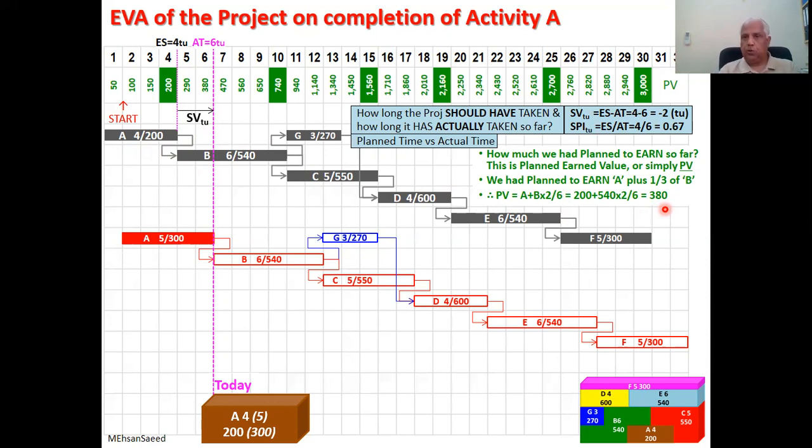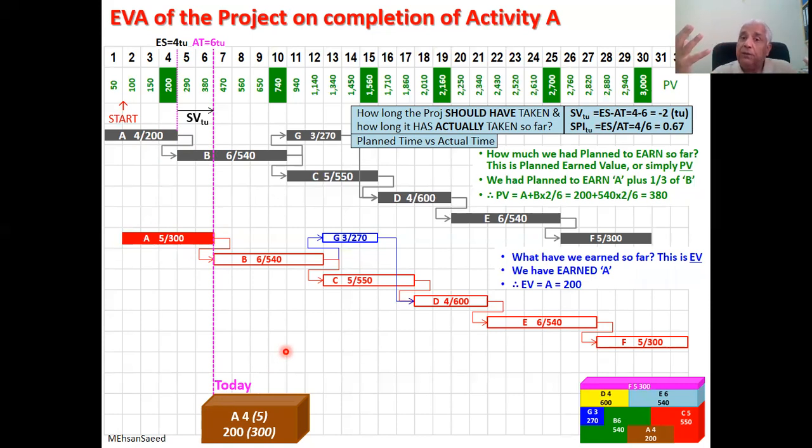Have we done so? No. Why? Because what we have earned is activity A. This is the baseline. This is the actual performance. And what we have achieved is activity A. And what is the value of activity A? 200. We have achieved this. Its value is 200. So what we have earned so far, which is called earned value, is 200. So we have planned 380, but we have managed to earn 200. Again, we are earning less than what we had planned. This gives you an indication of delay.